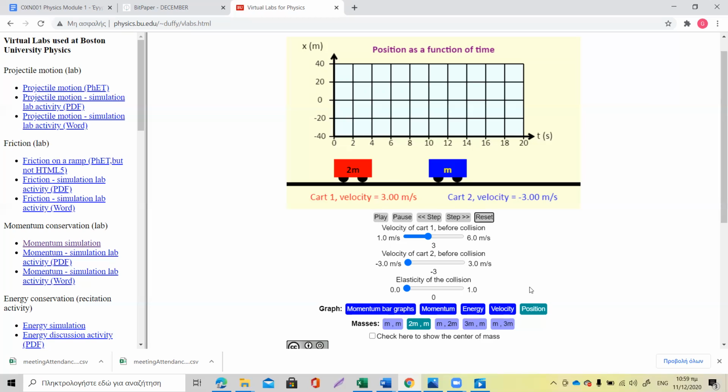Of course, you can do something else. You can put the elasticity of the collision equal to 1 and watch that things are different now. You can see they bounce. But of course, it's something that you have to check by yourself. You have to spend some time to practice a little, and then you get your results.